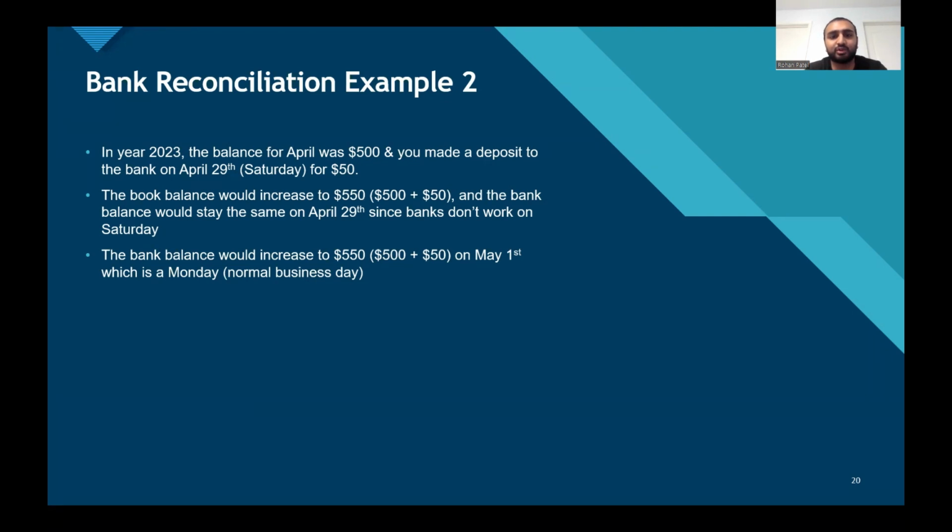We do the 500 plus the 50, and the bank balance would stay the same on April 29th, since banks won't deposit the check on Saturday, right? It's not a normal business day. So the bank balance would increase to 550 on May 1st, which is a Monday, which is a normal business day for the bank.